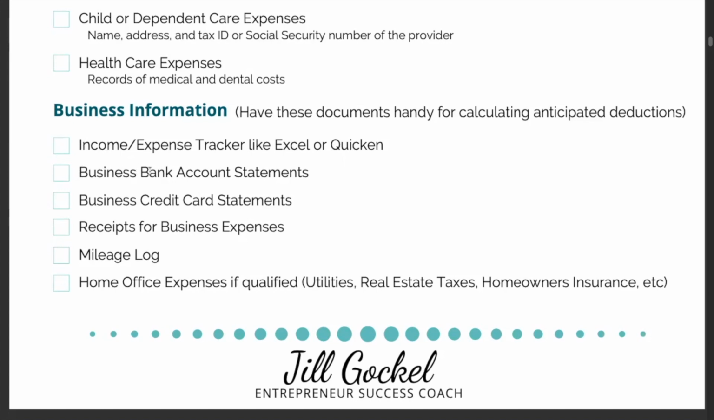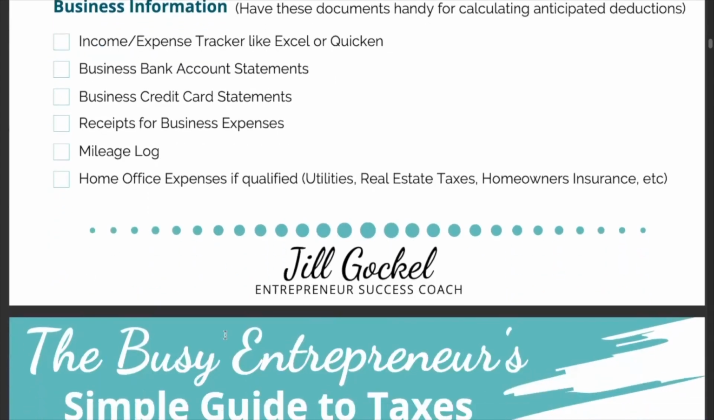Then you're also going to want to have your account statements, your credit card statements, receipts for business expenses, your mileage log, and your home office expenses, if you qualify for this. So this is going to be things like your home's utilities, electric bill, water bill, real estate taxes, homeowners insurance, all those different things.